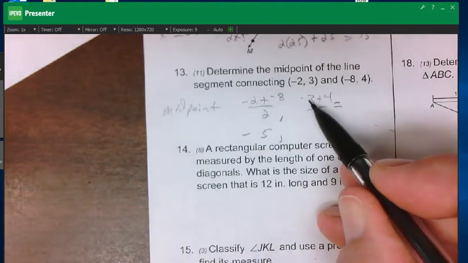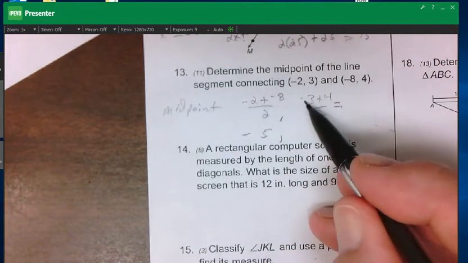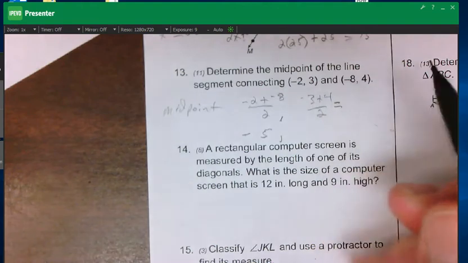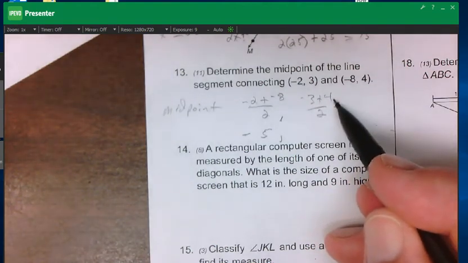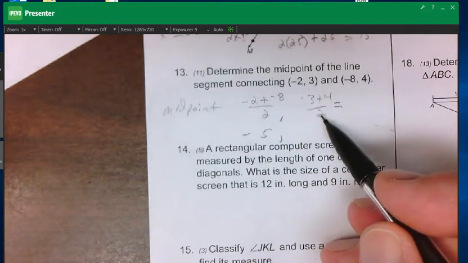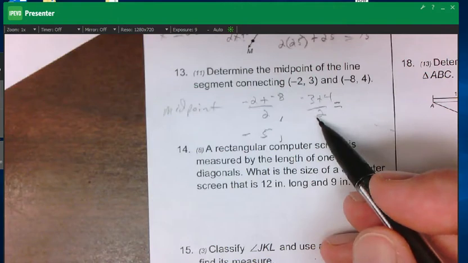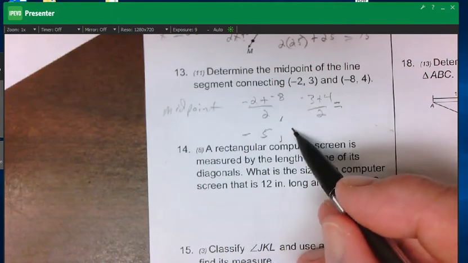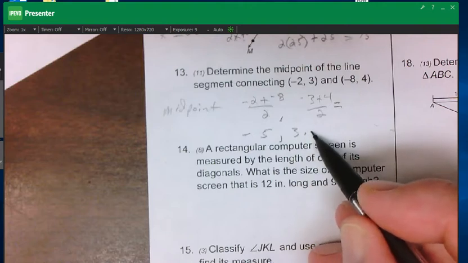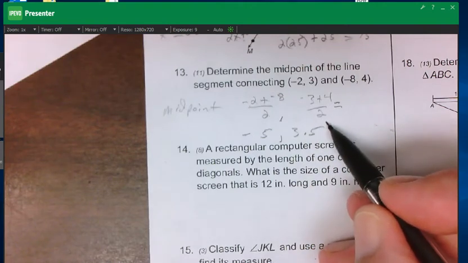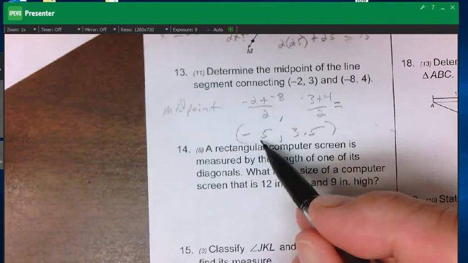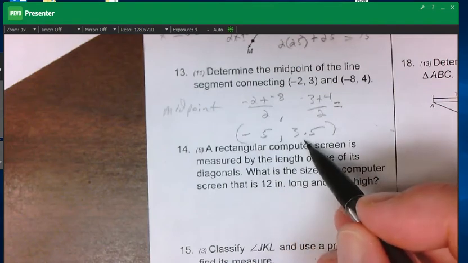-10 divided by 2 is going to be -5. All right. 3, that's not a negative. That was just me putting my pencil there. 3 plus 4 is 7 divided by 2. So if you do the math on that, 7 divided by 2 is going to be 3.5. So our midpoint is located at -5 and 3.5.